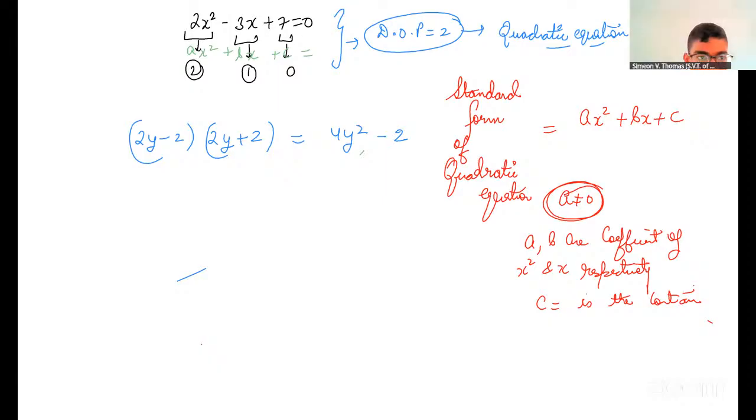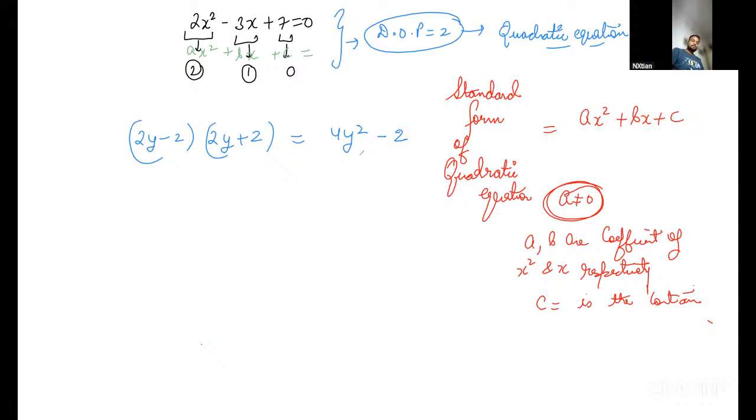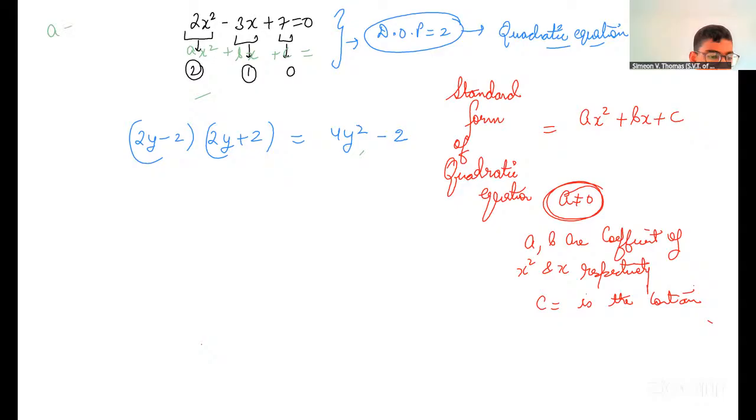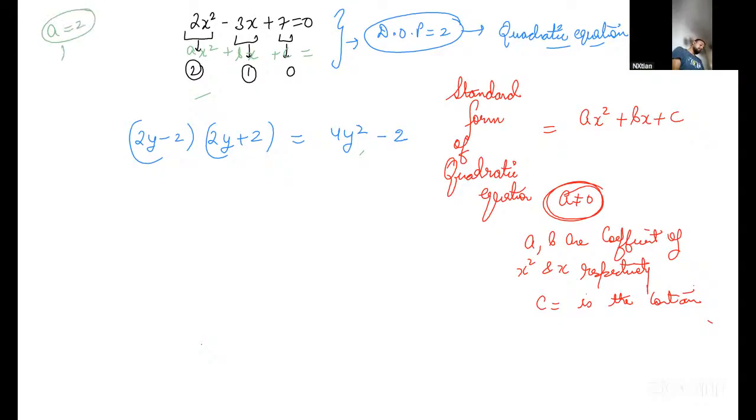In this equation, 2x square minus 3x plus 7, if I compare with ax square plus bx plus c, what is A, what is B, and what is C? A is 2. B is minus 3, because the sign also matters, and C is 7. So like this, we have to know what A, B, and C are.